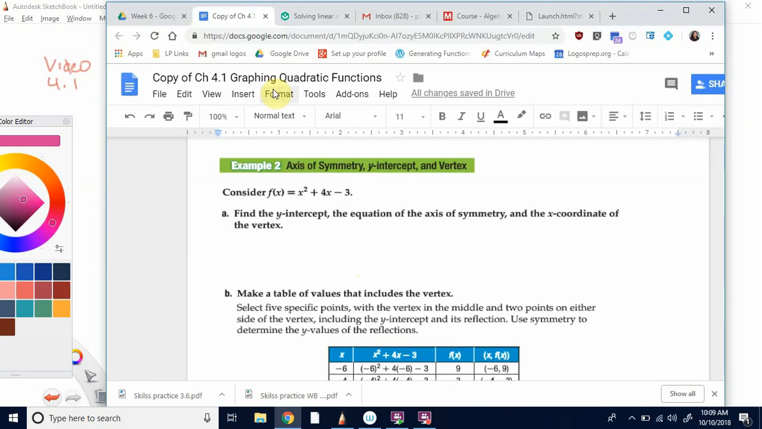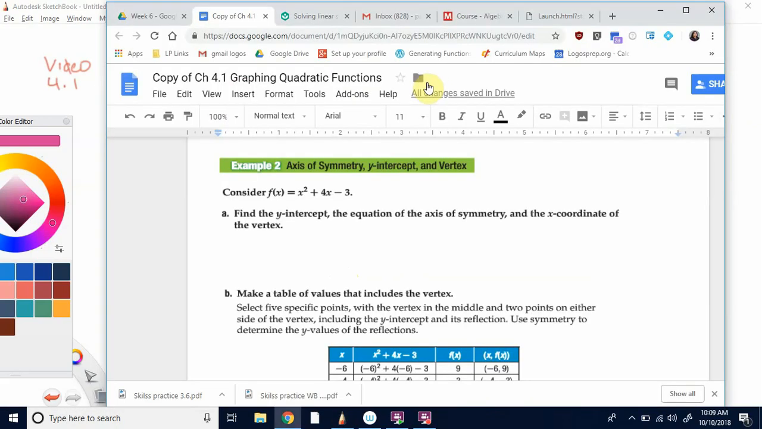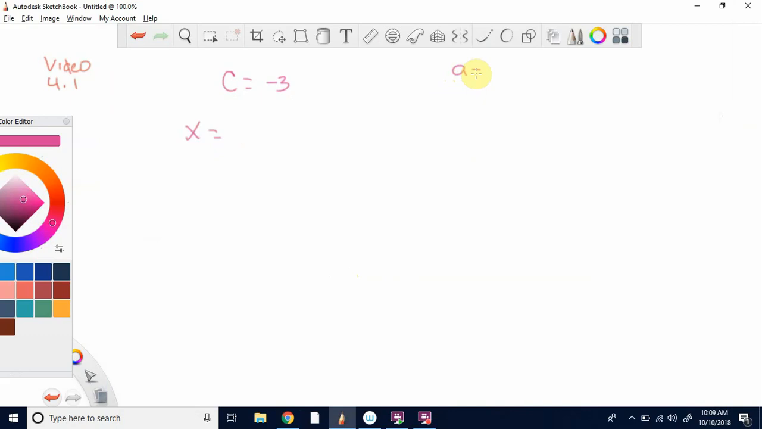What else do we want to find? The equation of the axis of symmetry and the x-coordinate of the vertex. So we're going to say x equals, so we first have to identify what a is. So a is 1, b is 4, and c is negative 3. So we're going to do negative 4 over 2 times 1, which equals negative 2. So our equation is x equals negative 2.